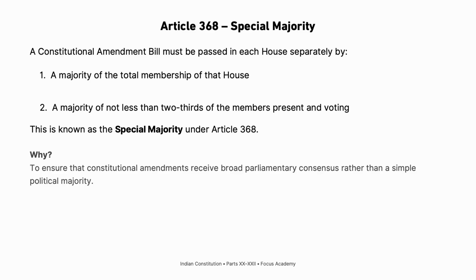Now, why do we need special majority? To ensure that constitutional amendments receive broad parliamentary consensus rather than a simple political majority. It is much more difficult to achieve special majority than simple political majority. Simple majority means a majority of the members present and voting. It's very simple. But here, we need a majority of total membership and then 2/3 of the members present and voting.